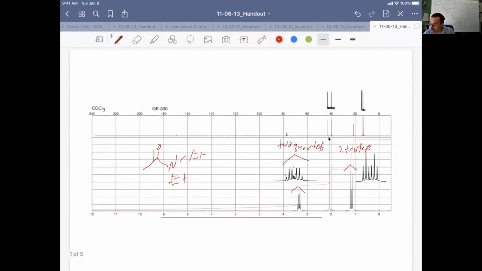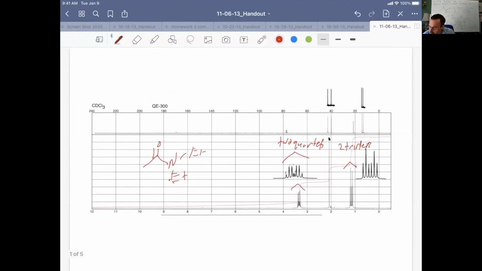And in the carbon NMR, for the CH2 group, we see two lines. And for the methyl group, we see two lines. In other words, you have two chemically non-equivalent ethyl groups in the molecule.